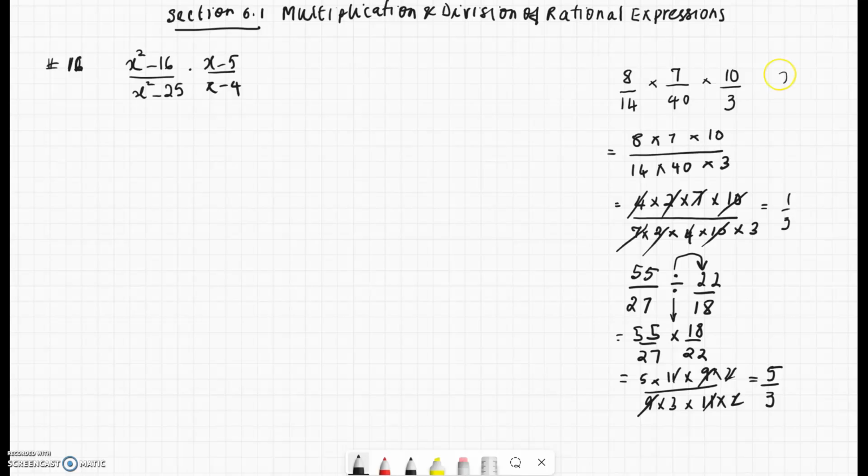So notice what we did on the right. When multiplying fractions, we factor the numerator, we factor the denominator, and then we cancel the common factors. So we have x squared minus 16. So x squared, 16 is a square, so we write it as 4 squared. So what we have is a difference of squares. And remember the special product, it's x plus 4 times x minus 4.